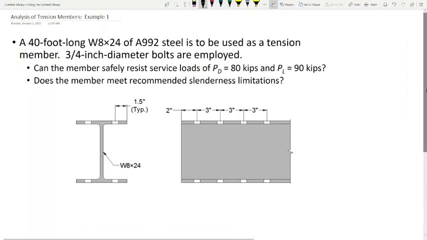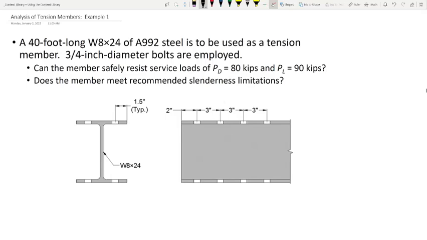Okay. All right. So what we're going to do is start to finish look at the following problem. I have a 40-foot long tension member. It's a W8x24 made out of A992 steel. It is to be used as a tension member. I've got the connection scenario right here.